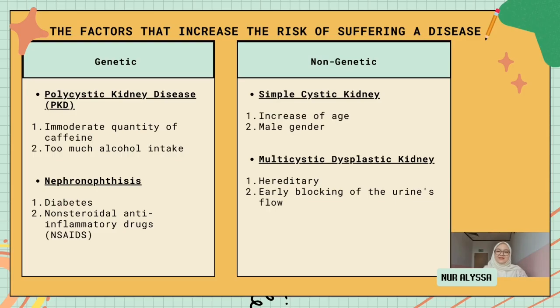Now, I would like to discuss the factors that increase the risk of suffering a cystic kidney disease. Under genetic category, radiologic imaging shows caffeine-promoted cyst growth and enlargement in polycystic kidney disease. Consuming more than 4 cups of coffee and also alcoholic beverages can raise blood pressure and significantly increase the risk of the disease. Next, we have nephronophthisis with a risk factor of diabetes.